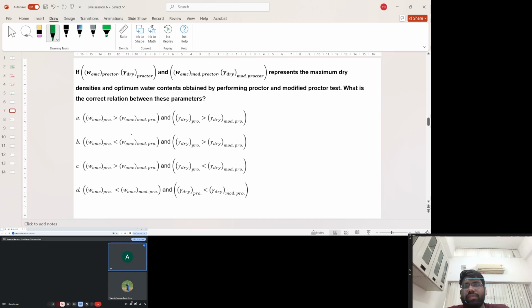So now here we are having four parameters, which are optimum moisture content and gamma dry max. Sorry, here you can write maximum dry density. Maximum dry density and optimum moisture content for standard Proctor test and modified Proctor test. Now, what will be the correct relation between these parameters? For this, we need to understand the compaction characteristics curve.